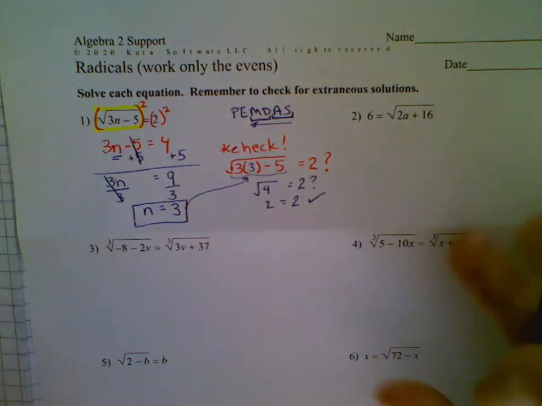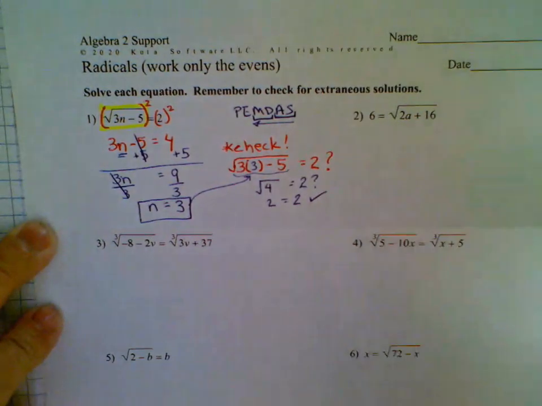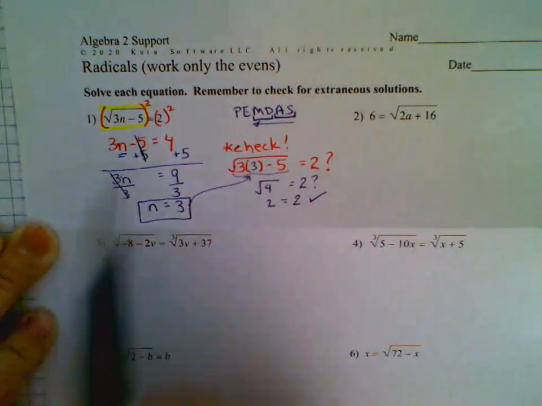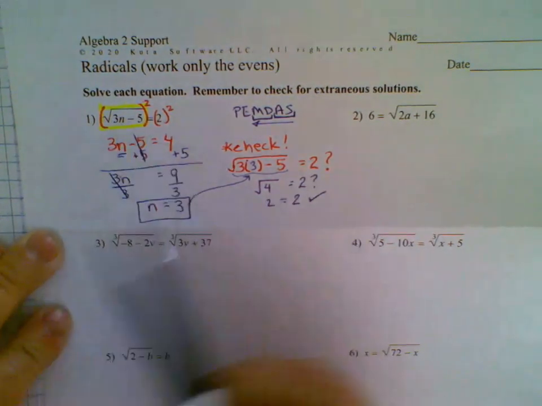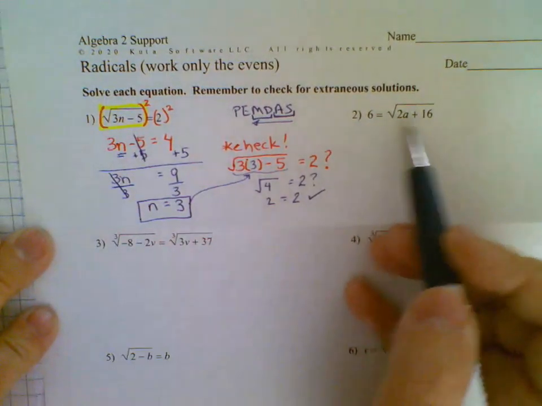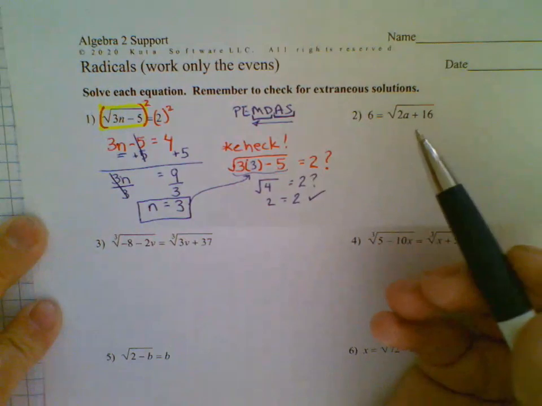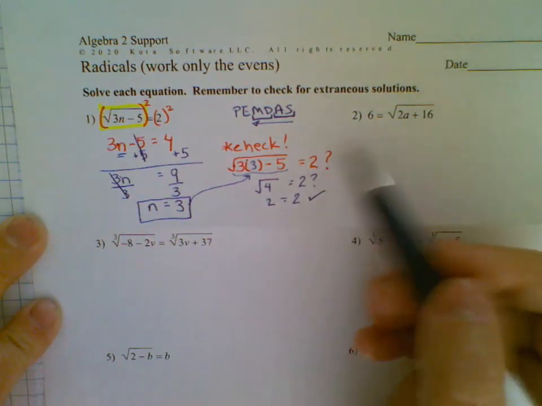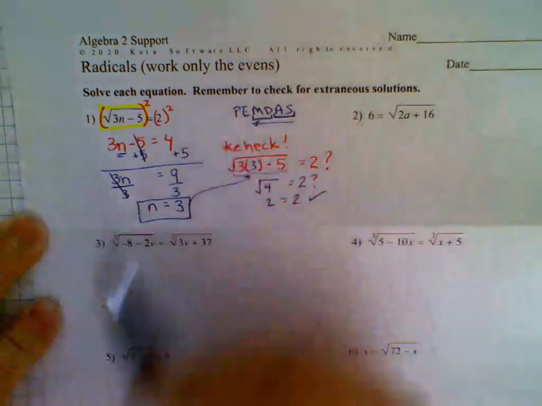Moving on with some more examples of radicals. So I note in number 1 and number 2, these are examples of the first type, which is where you have a radical equal to just a number. So you just have a single radical to deal with. If you square or cube or whatever both sides, you wind up with just a number raised to a power.